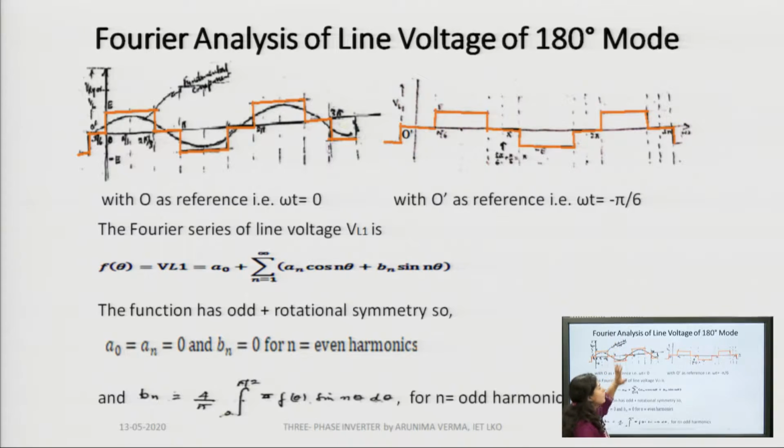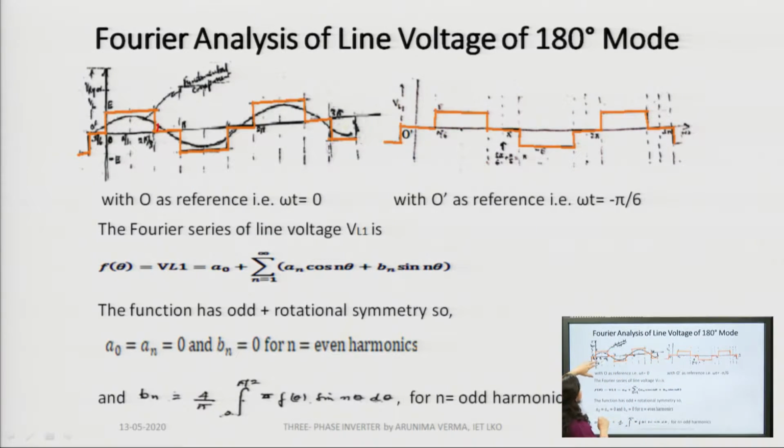Now, to start with the Fourier analysis of line voltage of 180-degree mode, as already told you in the previous lecture, from the waveform I have taken only this part, so as to explain how the analysis is carried out. Basically, you can see this is the waveform which was available for the line voltage, that is V R Y, in case of 180-degree mode.